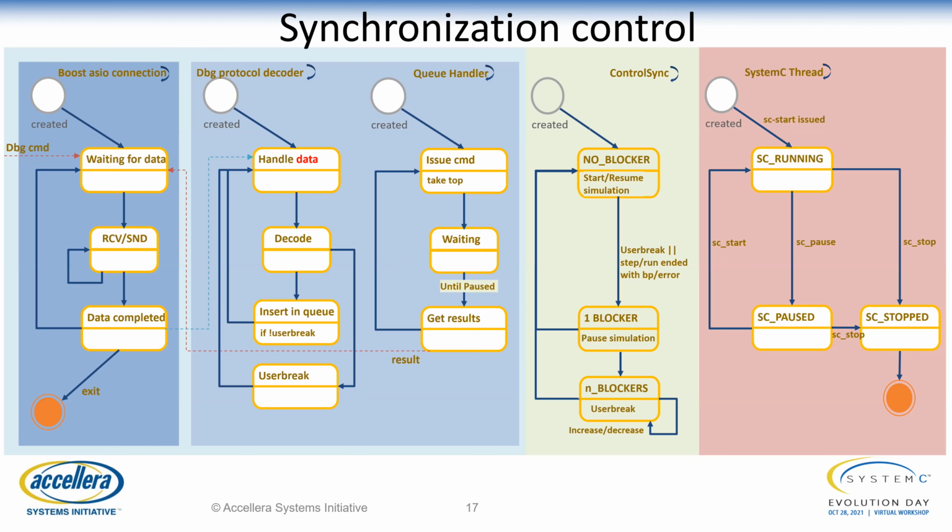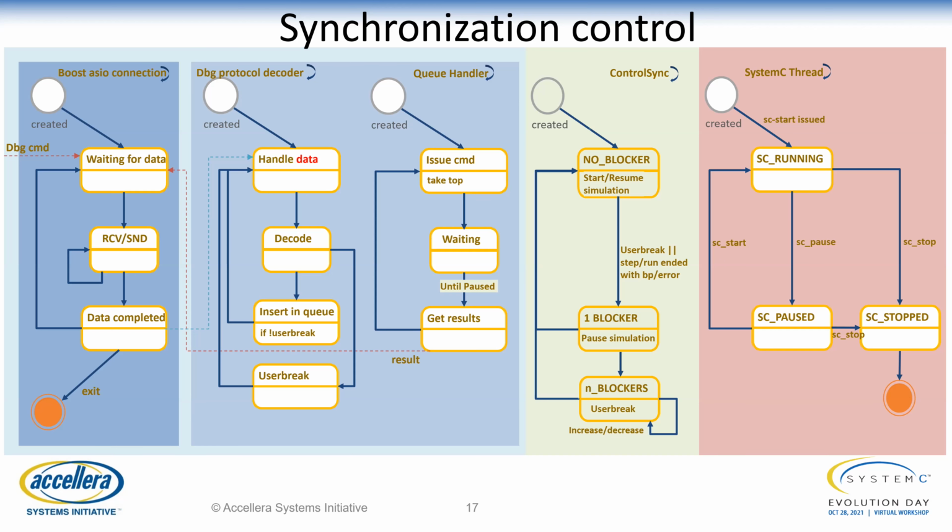When there are additional user breaks coming in, we will increase the number of simulation blockers. When people issue a step or a continue command in the debugger, the number of simulation blockers will decrease again. And when it becomes 0, we go to the no blocker state. That's basically where we issue the SE start again.